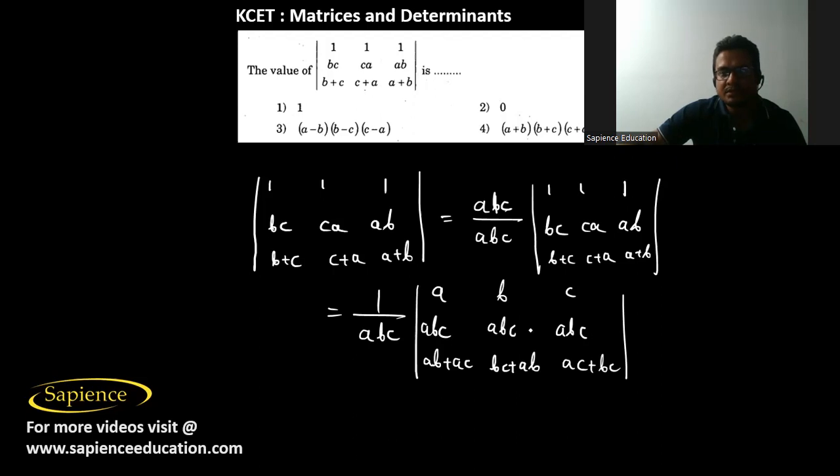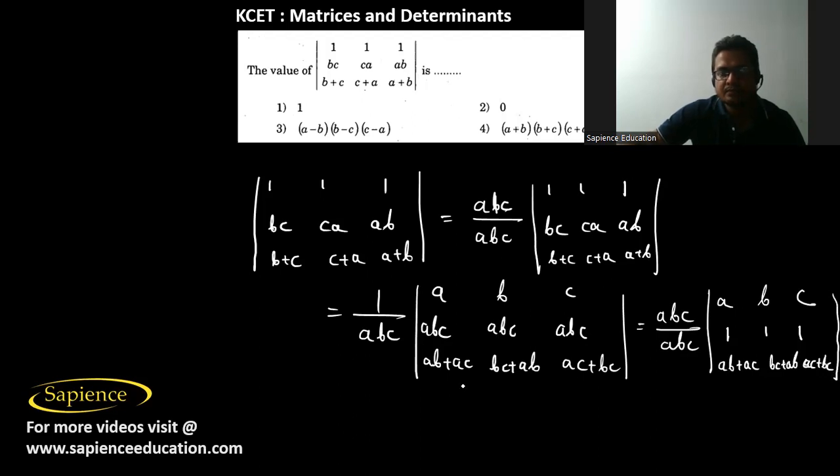Then from the second row, I can take ABC as common outside. So this will be ABC again by ABC. So that will be A, B, C, and then 1, 1, 1, and AB plus AC, BC plus AB, and AC plus BC. Then these two, ABC and ABC, will get cancelled.